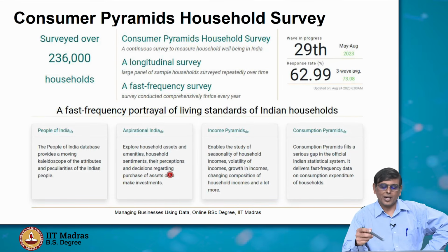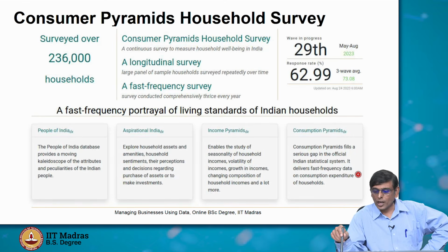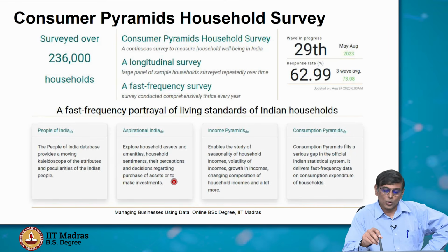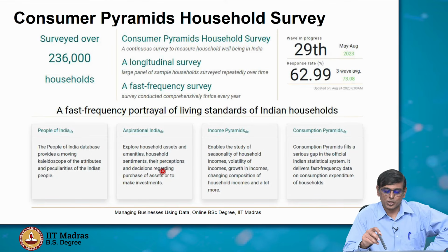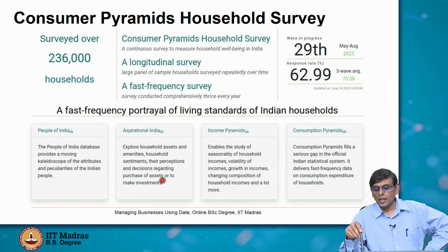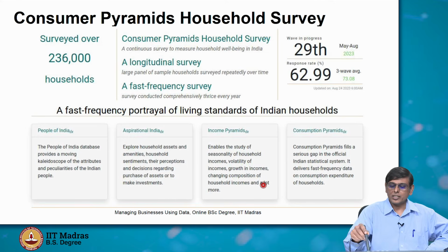Normally you don't keep buying cars, right? You buy a car, then you may not buy a car for another 15 years. So asking them whether you own a car, that is coming here, but what do you intend to buy, say a car in the next 3 months or something like that? That question is asked here. And then income, right? What kind of income do they have? How is the income changing? What is the volatility of income and all? That is the income pyramid.